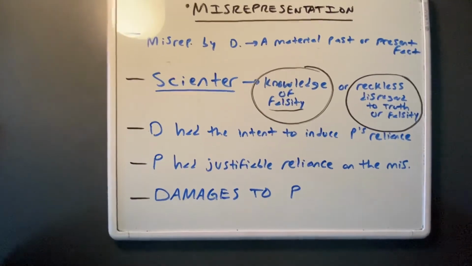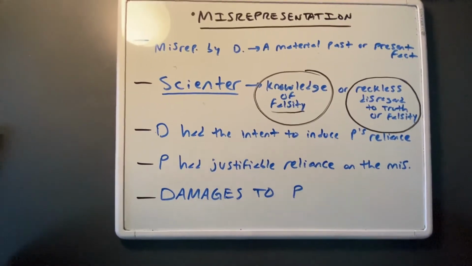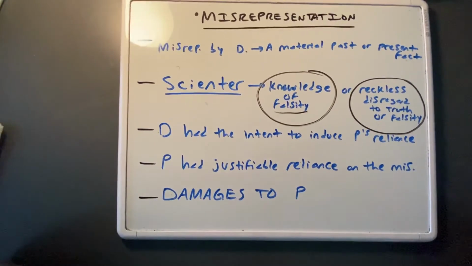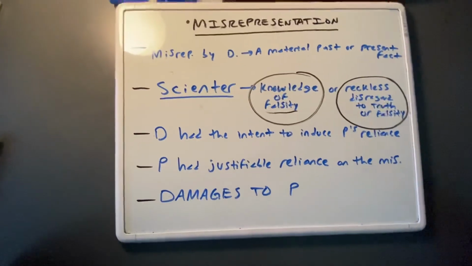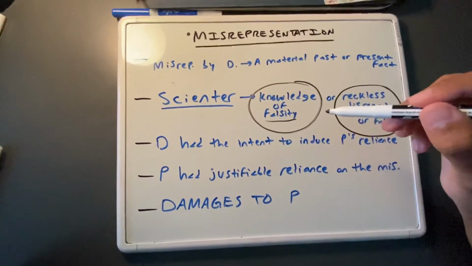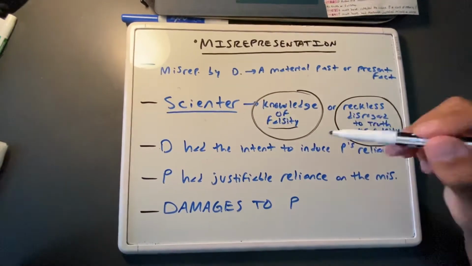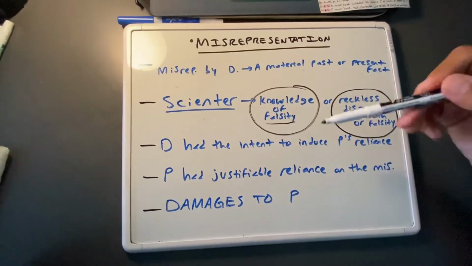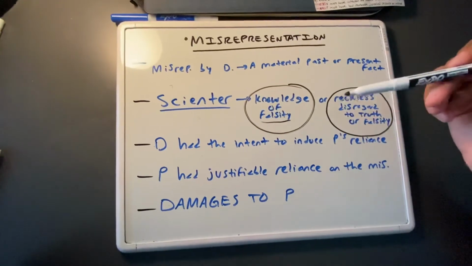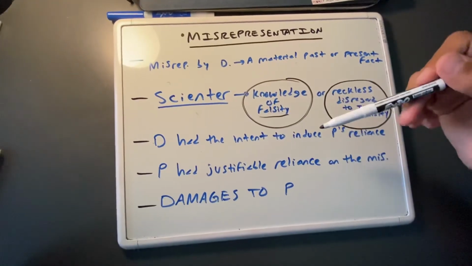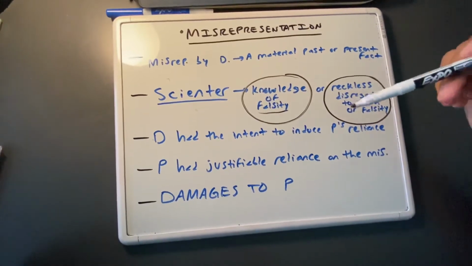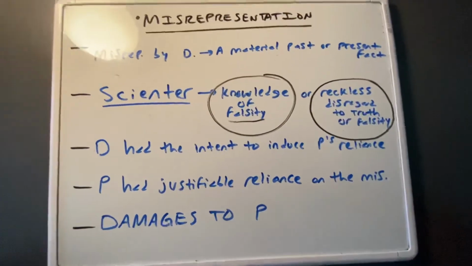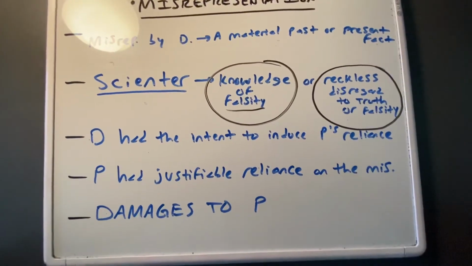Element number 2 is very critical here because element number 2 really gets into scienter. And scienter really means that the defendant had knowledge of the falsity. The key word is knowledge. That the defendant knew that the misrepresentation made to the plaintiff was false. The defendant had, again, knowledge that what he or she said to the plaintiff was false. Or, it could be either or, the defendant had reckless disregard for its truth or falsity.